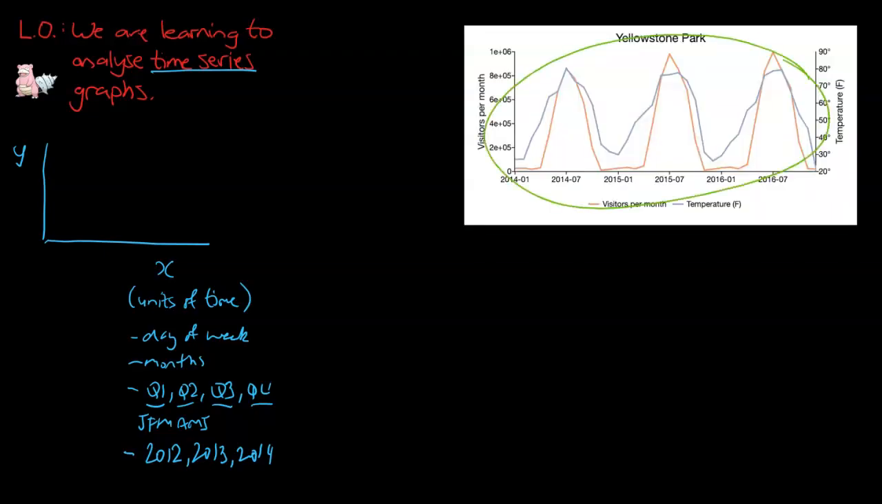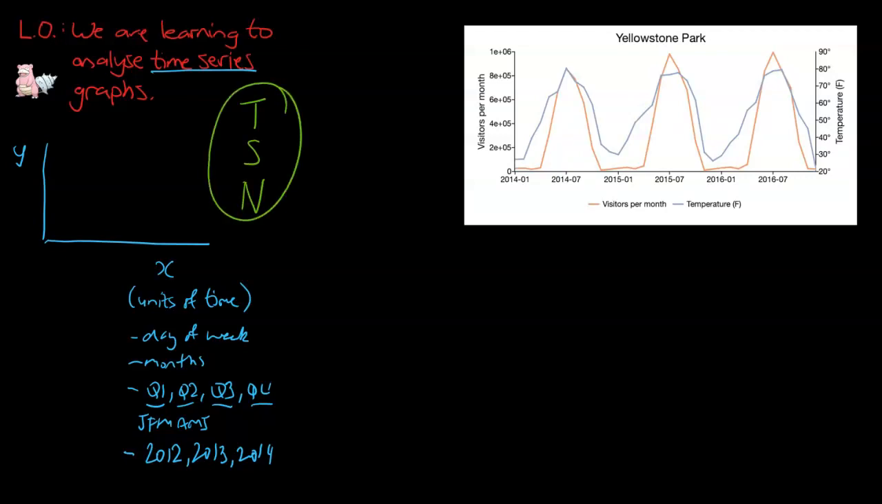Example of a time series graph here. But before we look at it, I've got an abbreviation that I want us to help remember. So when you're like, oh geez, what can I use to talk about time series graphs? The abbreviation TSN is a good way to help you understand it. So the T stands for trend. And the trend is when perhaps you have a line of best fit.